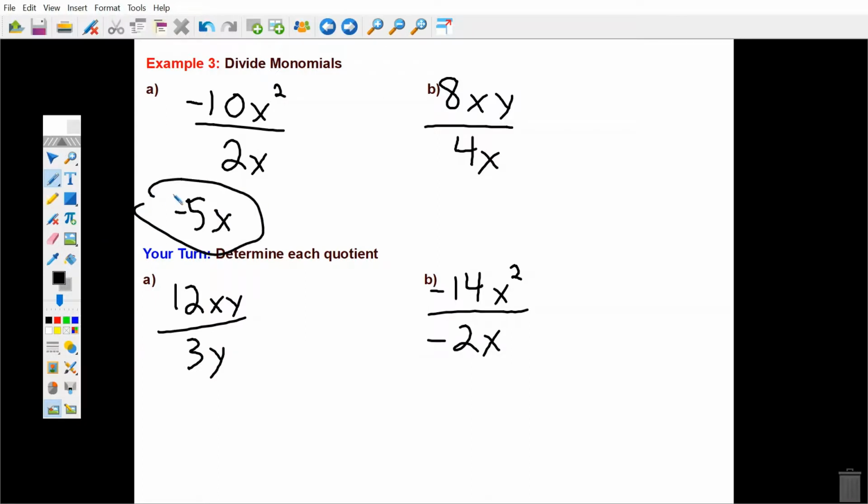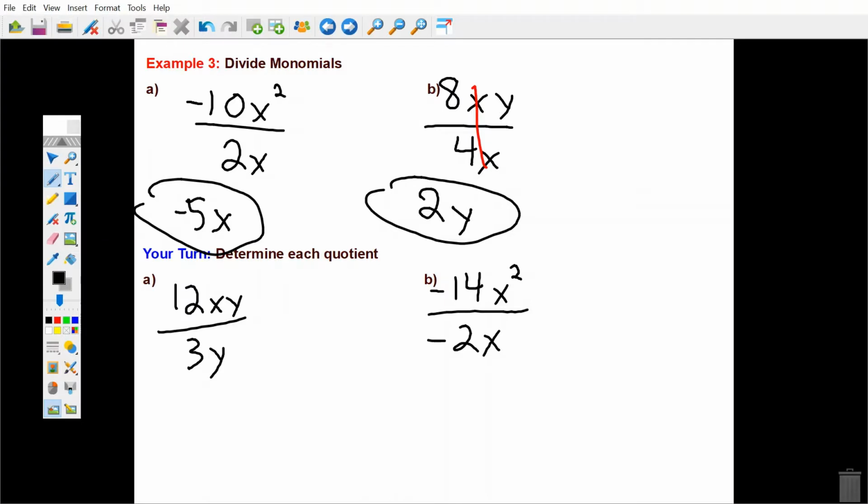For part B, we have 8xy divided by 4x. 8 divided by 4 is 2. The x and the x here are going to cancel out, because if you subtracted the exponents, 1 minus 1 would be 0. So the x's are gone. And then we're left with a y, so the answer is 2y. With those two examples there, please try the bottom two on your own.